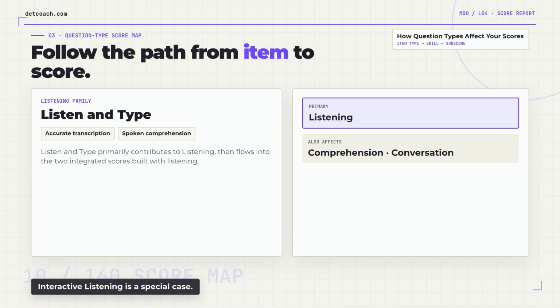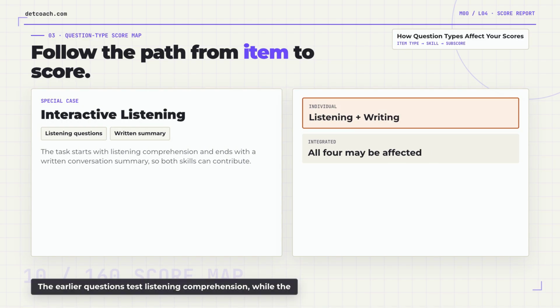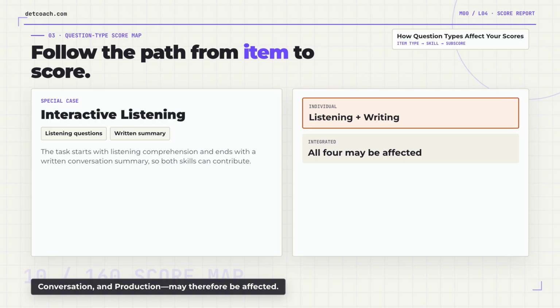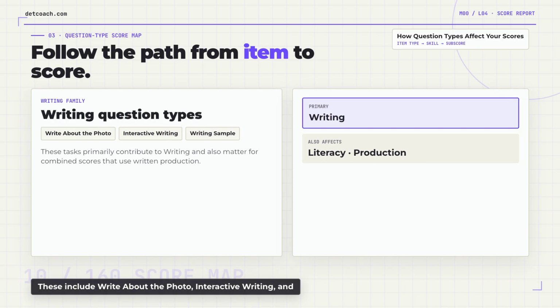Interactive listening is a special case. The earlier questions test listening comprehension, while the final task requires you to write a summary of the conversation. As a result, it can affect not only listening, but also writing. All 4 integrated subscores, literacy, comprehension, conversation, and production, may therefore be affected. Writing question types primarily contribute to your writing subscore. These include write about the photo, interactive writing, and the writing sample. They can also affect literacy and production.